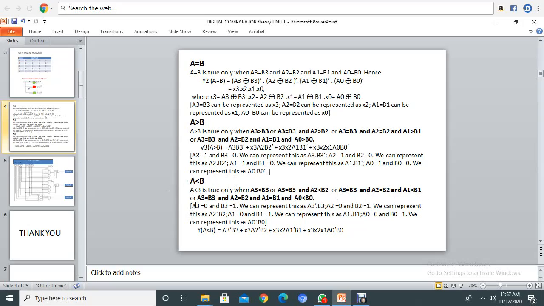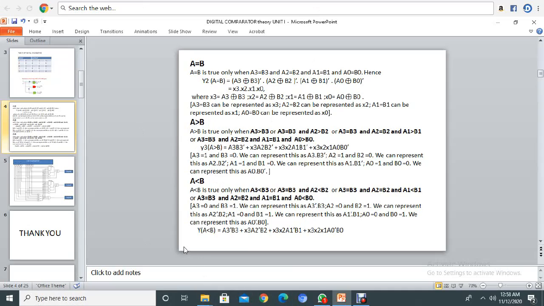In the last case, we are checking the last bit. The first three bits are equal: A3 is equal to B3, A2 is equal to B2, and A1 is equal to B1. Then you have to check A0 and B0, whether A0 is less than B0. If A0 is less than B0, then A is less than B.